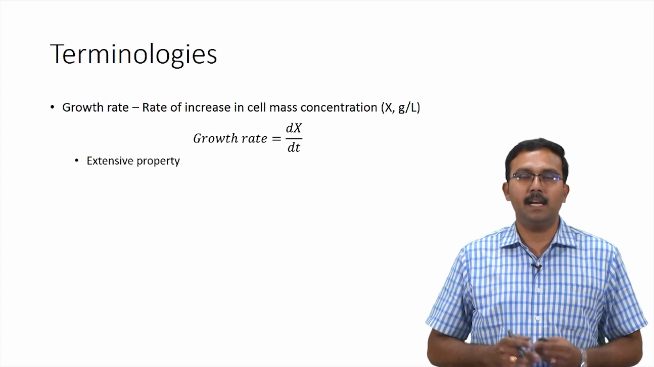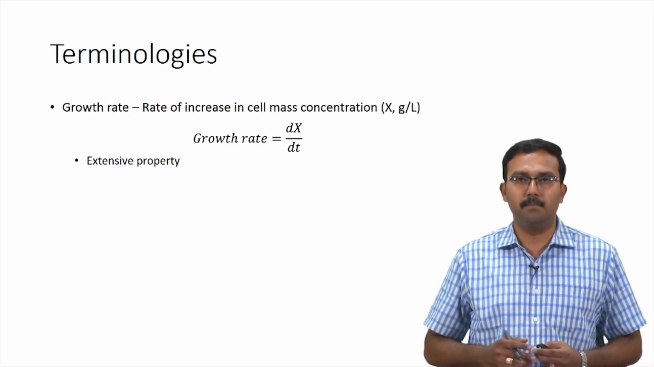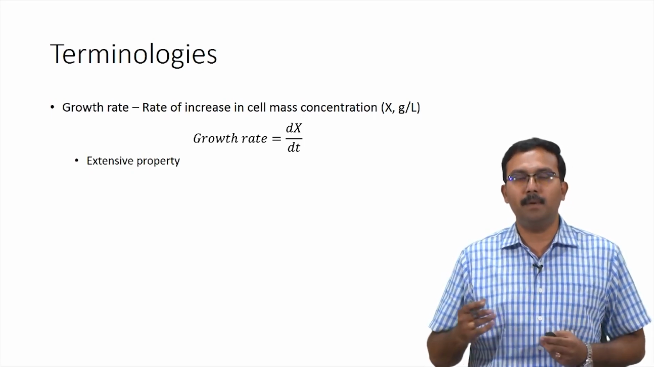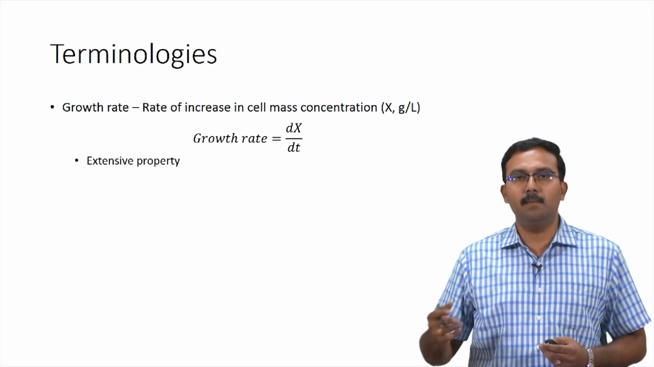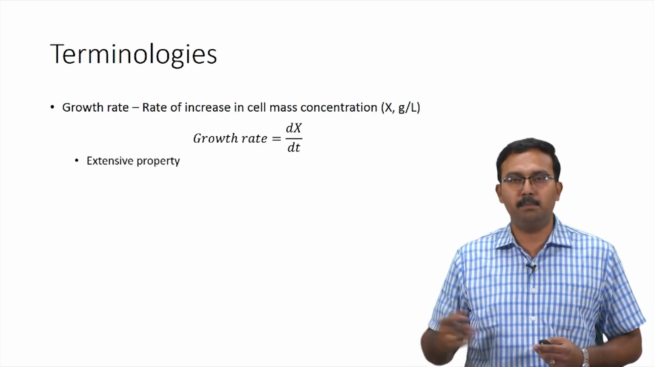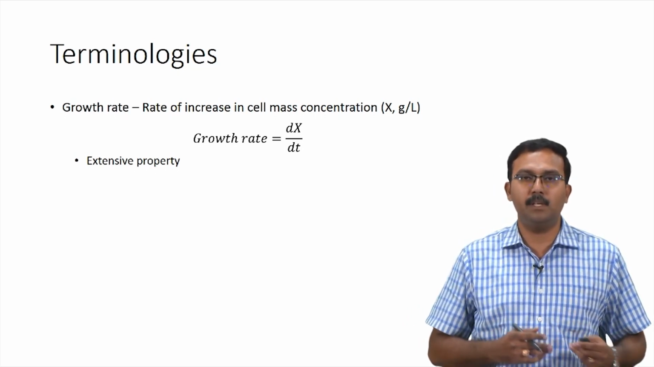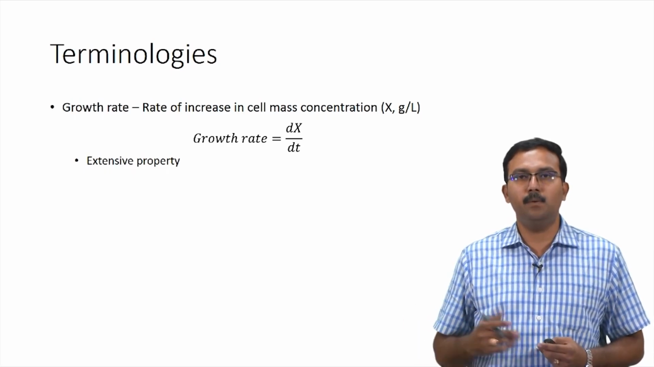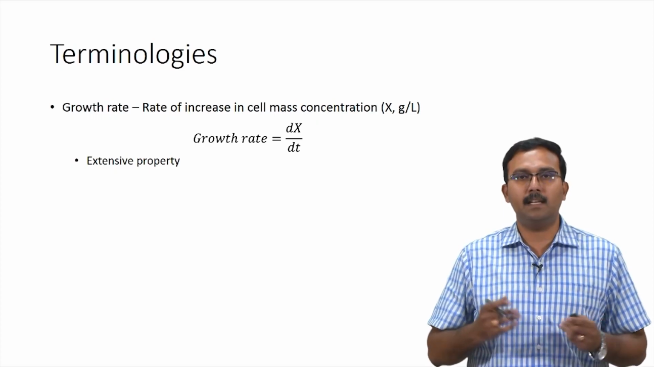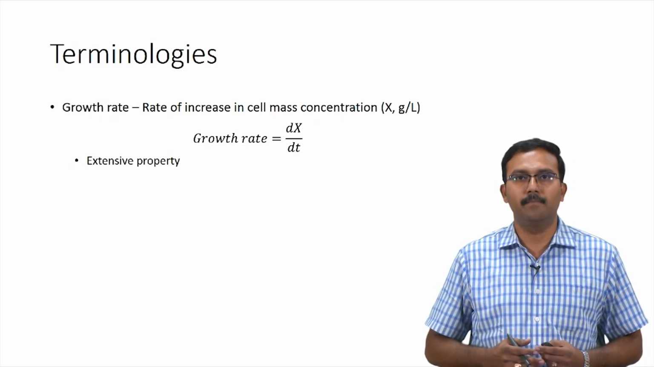So we need to understand that this is an extensive property, which means it depends on the size of the system. So if you start with 1 gram per liter cells and the doubling time is 10 minutes, after 20 minutes you would have 4 grams per liter of cells, whereas if you start with 10 grams per liter cells initially, after 20 minutes you would have 40 grams per liter, and your growth rates are technically different. This is because of the initial inoculum size that has been used.